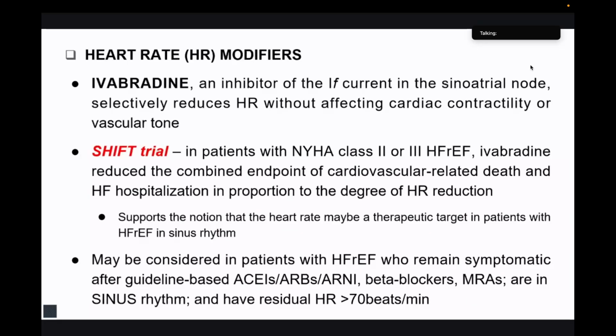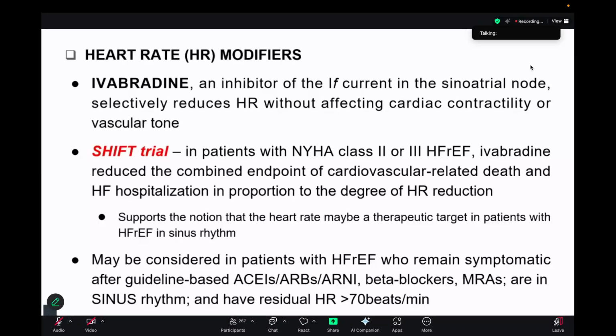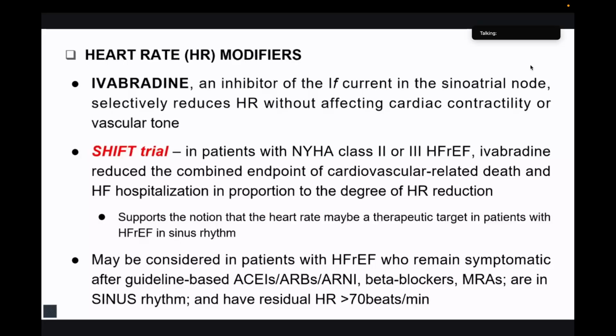In HFrEF, we also use heart rate modifiers. Such a drug is ivabradine. It is an inhibitor of the If current, what we call the funny channel, in the sinoatrial node. It selectively reduces heart rate without affecting cardiac contractility or the vascular tone. In the SHIFT trial using ivabradine in patients with New York Heart Association class 2 or 3 HFrEF, ivabradine reduced cardiovascular-related death and heart failure hospitalization in proportion to the degree of heart rate reduction.